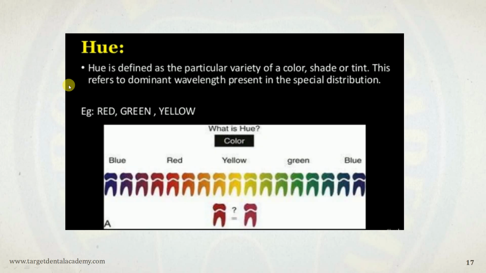Coming on to the hue, it is defined as a particular variety of the color, shade or tint. This refers to the dominant wavelength present in the spectral distribution. For example, you have yellow color, you have red color. There are different tints of red, different tints of blue, different tints of yellow, green. So this is your hue. It is particularly a color or a shade or a tint.